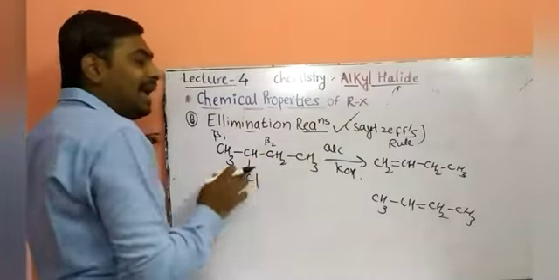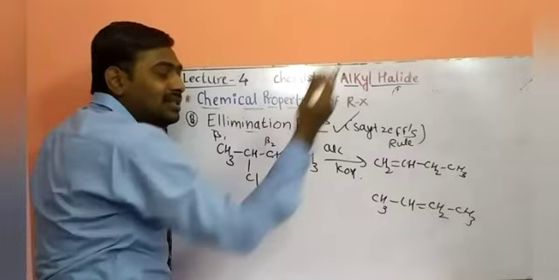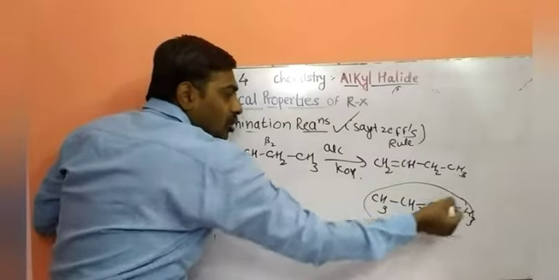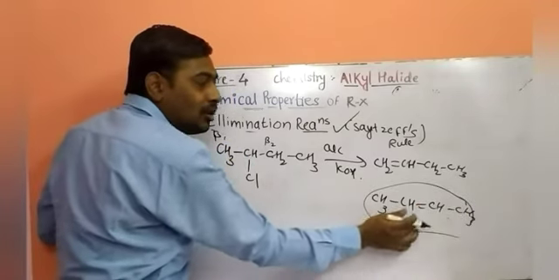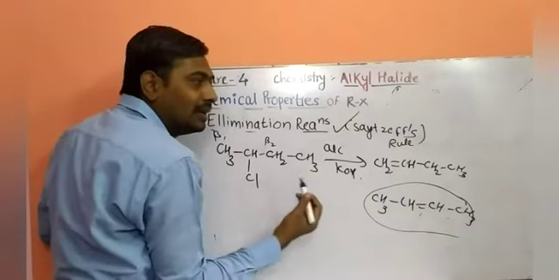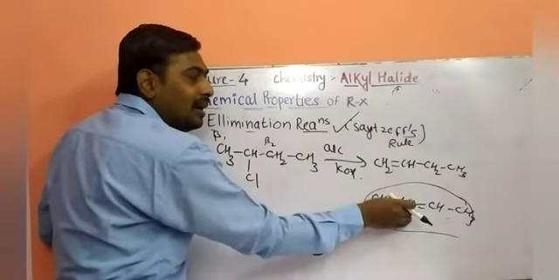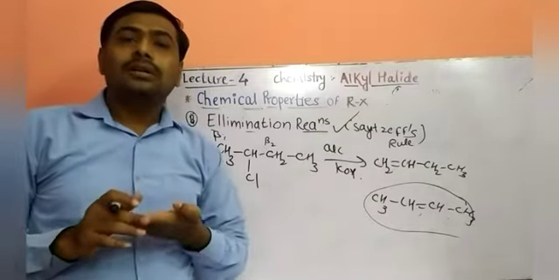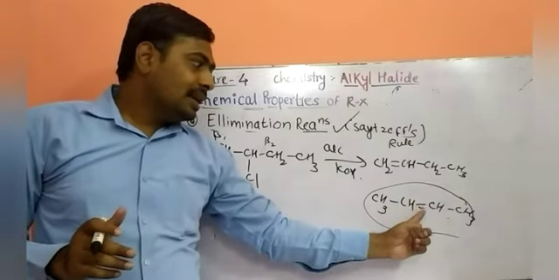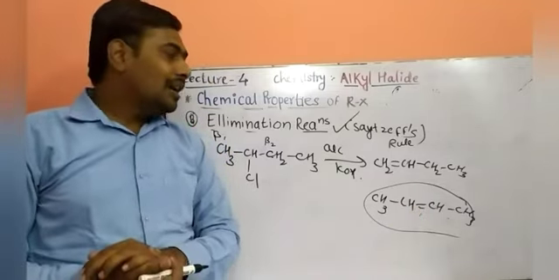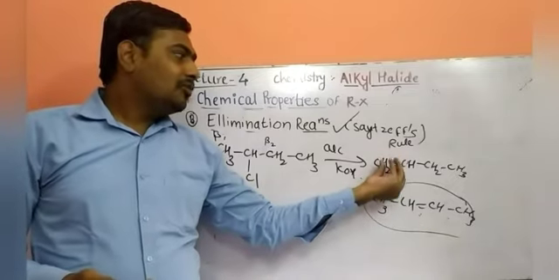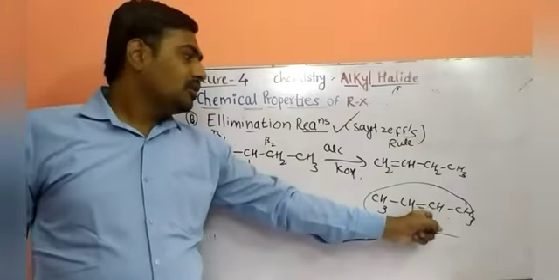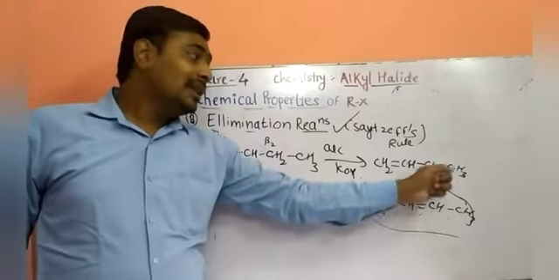Saytzeff says that in the elimination of an unsymmetrical molecule, the more substituted alkene gives the major product. This is the more substituted alkene, this is the less substituted alkene. One alkene is symmetrical and the other is unsymmetrical. What is a symmetrical alkene? A single bond means electrons, a double bond means extra electrons. Electron density is gathered in the center of the molecule, so electrons are equally distributed. The molecule is symmetrical, and this molecule is more stable than the other.